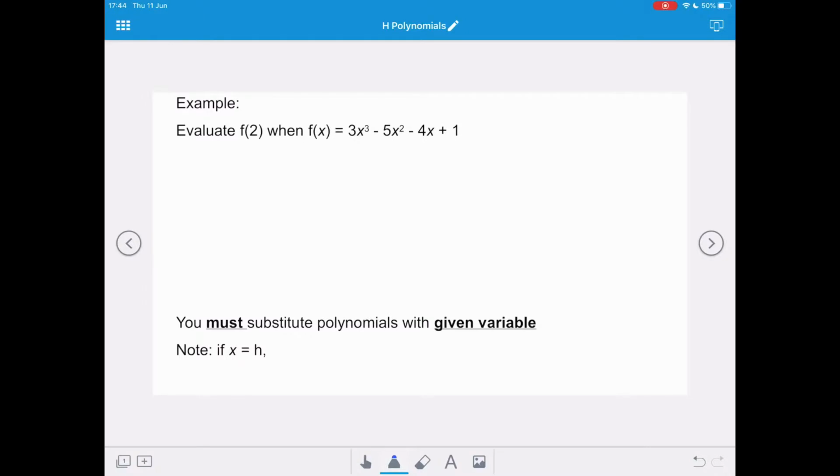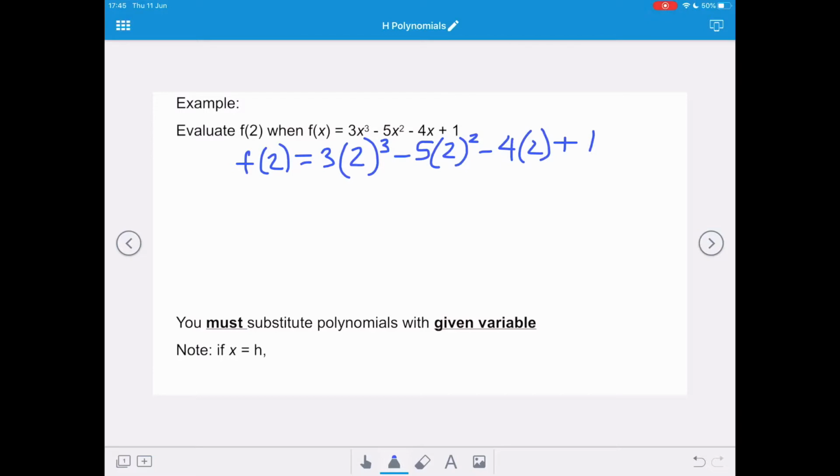So if we want to evaluate f of 2 when f of x equals 3x cubed minus 5x squared minus 4x plus 1, we can use substitution. So in other words, we're going to replace each of the x terms with the number 2. So f of 2 is going to equal 3 multiplied by 2 cubed minus 5 multiplied by 2 squared minus 4 times 2 plus 1.